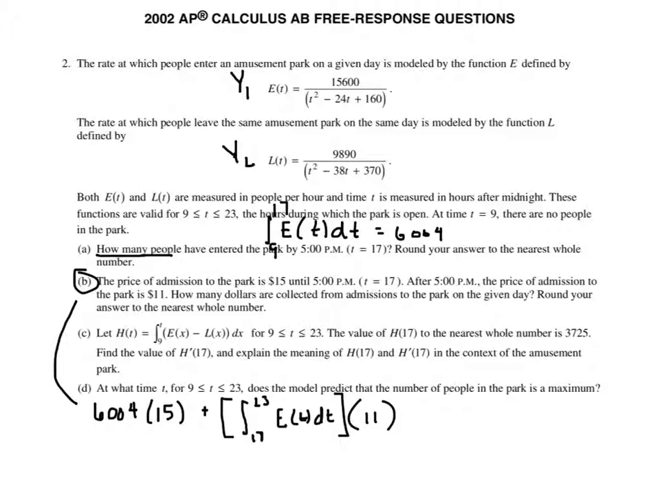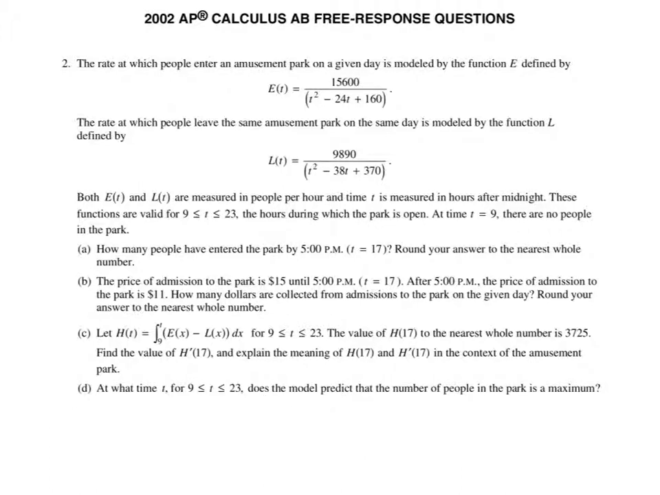We have a rate. We want how many, so we got how many people entered from the beginning of the day to 5 p.m. We figured out how much they were charged. Then we figured out how many people entered from 5 till apparently 11, the time the park closed, and then we figured out that they were charged 11, and we add them up for the total cost.